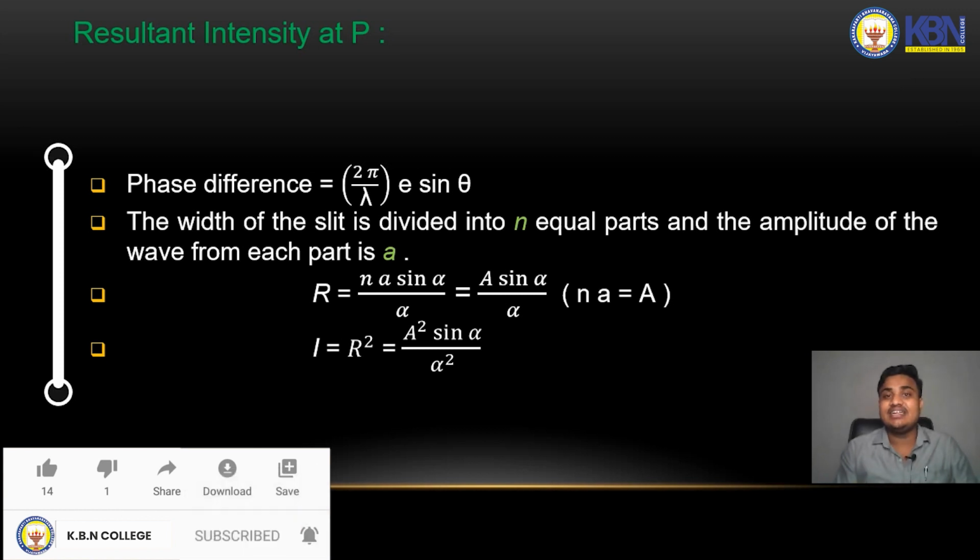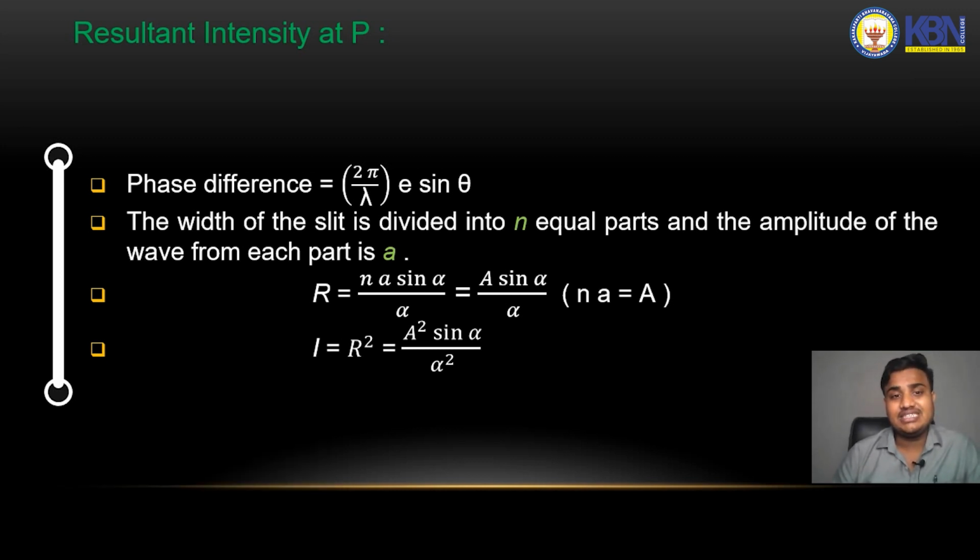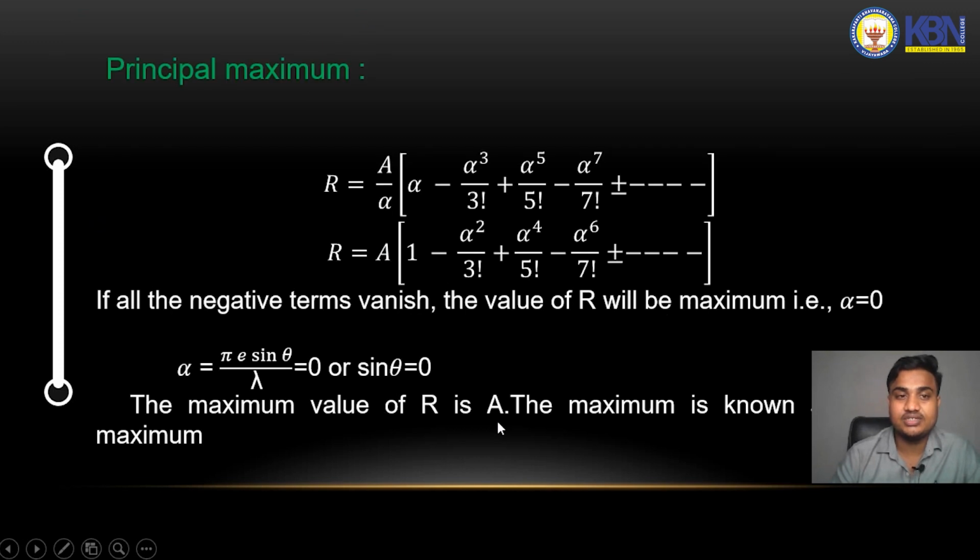The width of the slit is divided into n equal parts and the amplitude of the wavefront from each part is a, where a is the amplitude. Then the resultant amplitude R is given by n a sin alpha by alpha, which will be equal to capital A sin alpha by alpha, where n a is equal to capital A. We know that the intensity is given by the square of the amplitude. So I is equal to R squared, which is A squared times sin alpha by alpha squared.